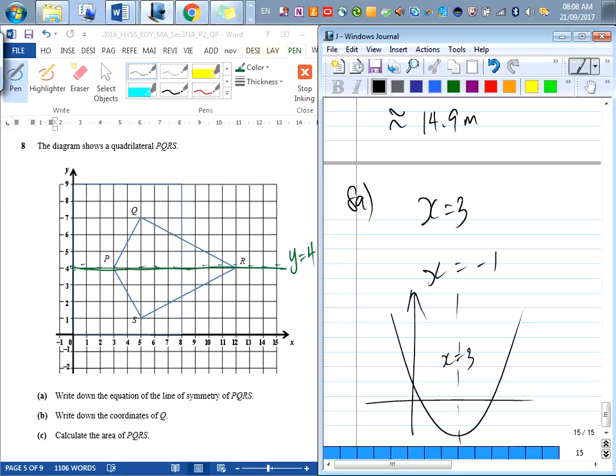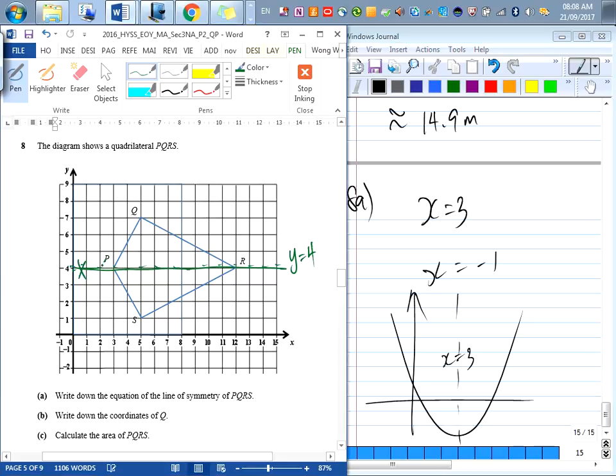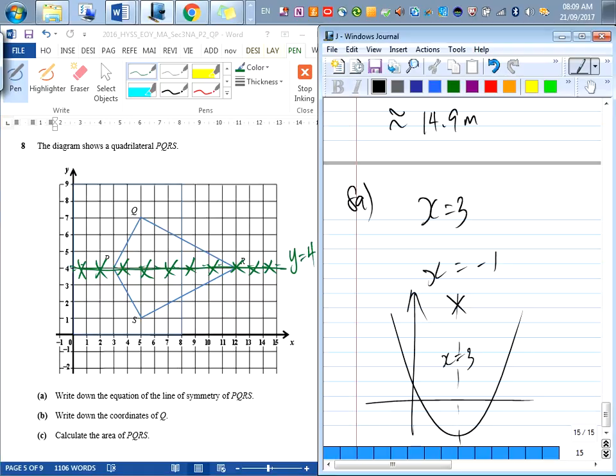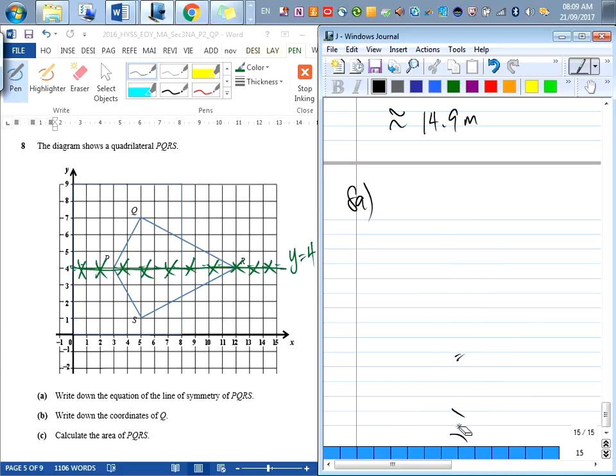Okay? So let's look at this green line. On this green line, what are all the y values? They are all 4. That is why we call this line y equals 4. What about this vertical line in this parabola? All the x coordinates are 3. That is why this line is called x equals 3. Does that answer your question? Okay. So the line that I want in this question paper is y equals 4.